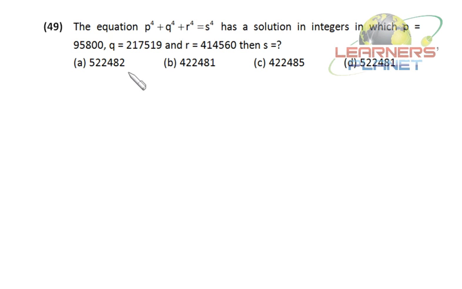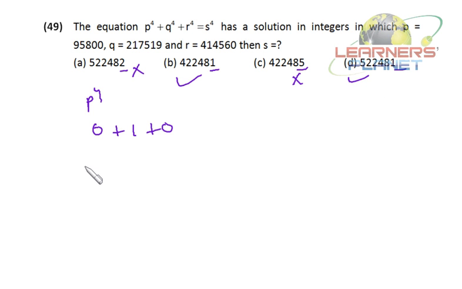Okay, now in the options we see there are various unit digits. So first let's try to find the unit digit of S. P raised to 4, that is 95800 raised to 4. The unit digit of P^4 will be 0 only. And the unit digit of Q^4, that is 9 raised to 4, will be 1. And similarly, the unit digit of R^4, that is 0 raised to 4, will be 0 only. That means from the options, the unit digit of S must be 1. So these options are eliminated. So we are left with these two options.